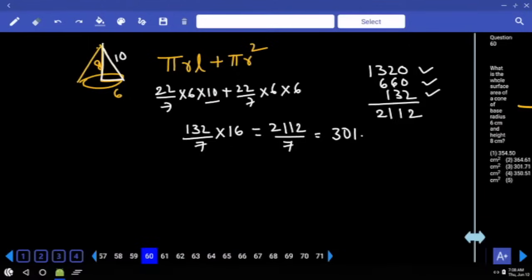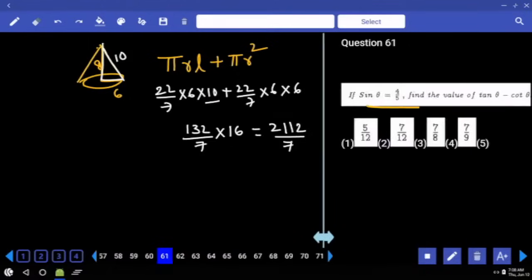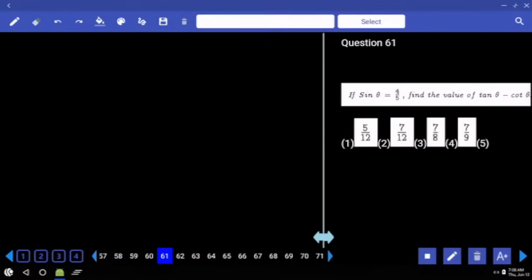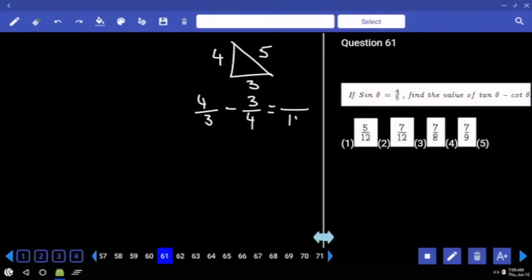Clear? Sin theta value is given. Find the value of tan theta minus cot theta. Sin theta is 4 by 5. This is 4, this is 5. I am representing it in a triangle. So base is 3. Tan theta is 4 by 3 minus cot theta 3 by 4. Denominator 12. 4 into 4, 3 into 3. 16 minus 9. 7 by 12, second option.